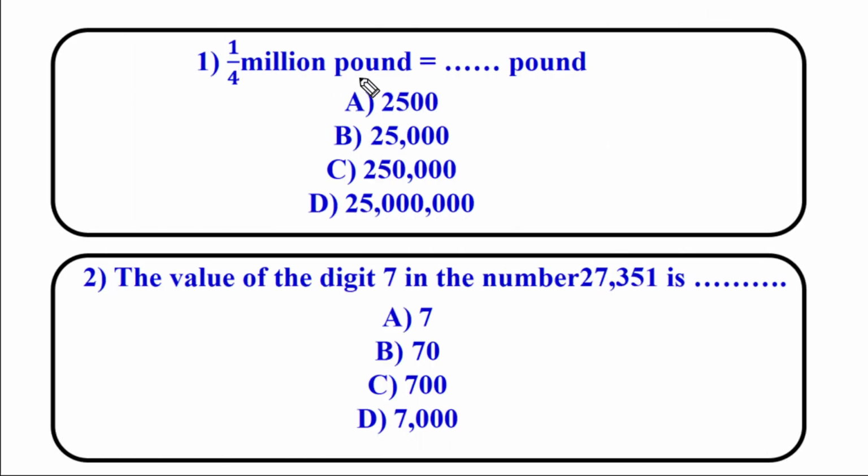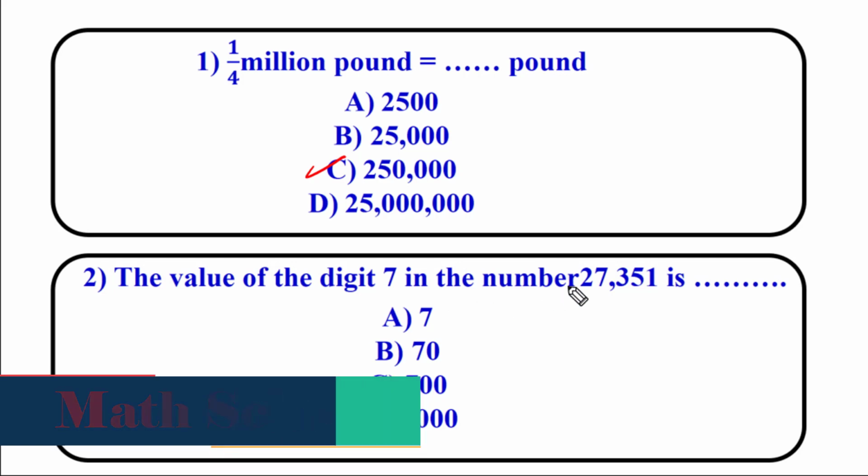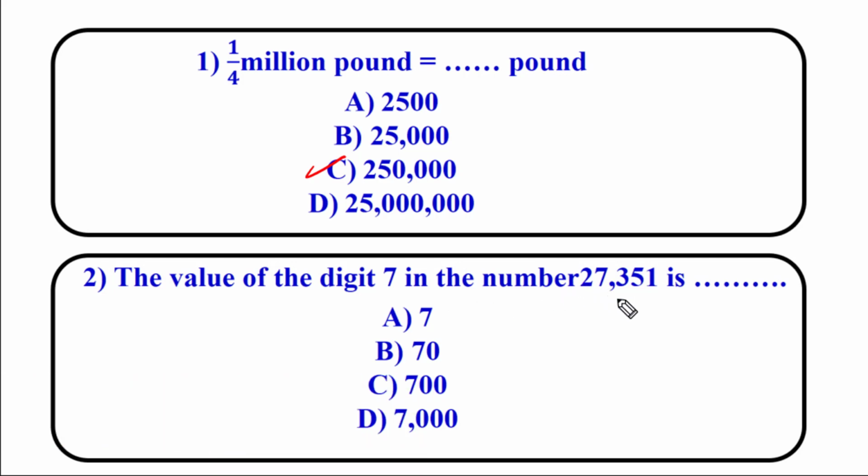Let's start. Number 1. 1 over 4 million pound equals how many pound? We studied before, guys, that a quarter million equals what? Yes, equals 250,000. So the correct answer is C. Next, the value of the digit 7 in the number 27,351. 7 is in the thousands place, so its value equals 7,000. So the correct answer here is D.